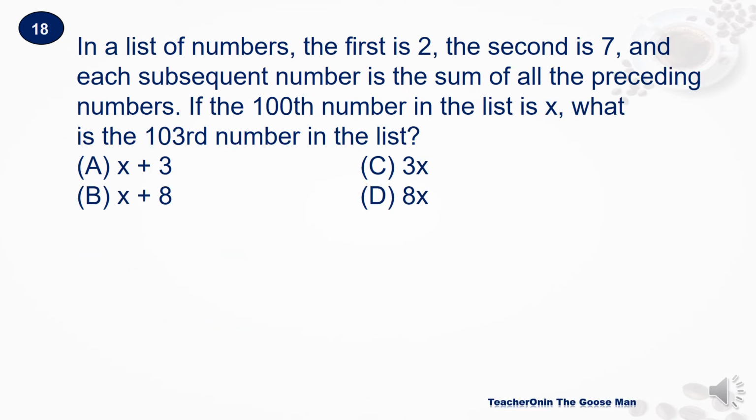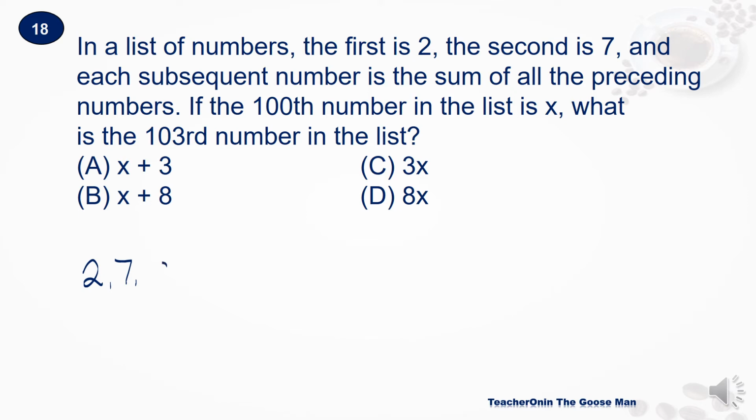This is actually the same as the previous example. The only difference is, let's read the problem. In a list of numbers, the first is 2, the second is 7, and each subsequent number is the sum of all preceding numbers. If the 100th number in the list is x, what is the 103rd number in the list? First, let's list down the given numbers. Let's start with the smallest one, which is 2, followed by 7. The third number is the sum of 2 and 7.